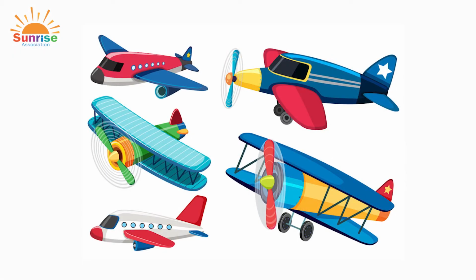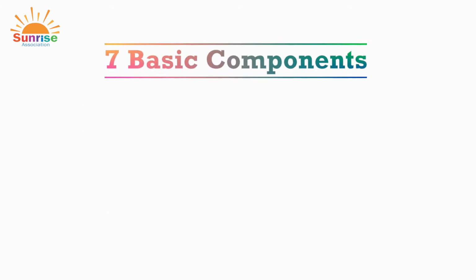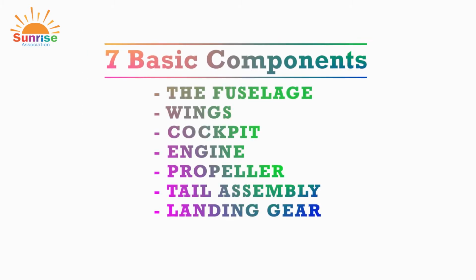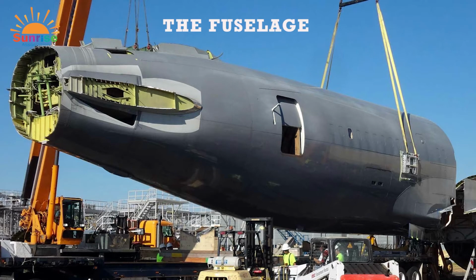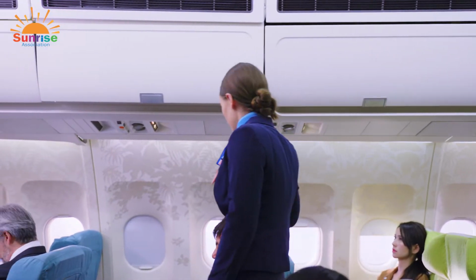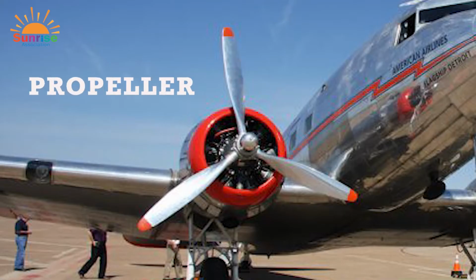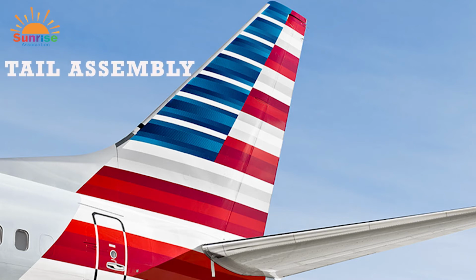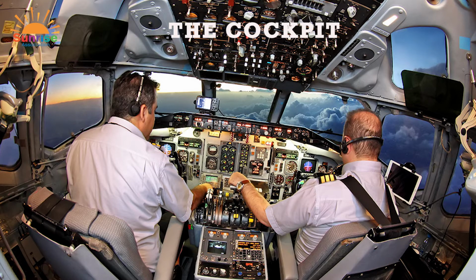Airplanes are not all alike, but they are comprised of 7 basic components: the fuselage, wings, cockpit, engine, propeller, tail assembly, and landing gear. Let's find out more about them. The fuselage is the main body of the plane, and in almost all cases, it is the biggest part of the plane. It's where we sit in our seats and where we store our carry-on luggage. The wings, engine, propeller, and tail assembly help the plane fly. The cockpit in the front of the plane is the pilot and co-pilot's command center.